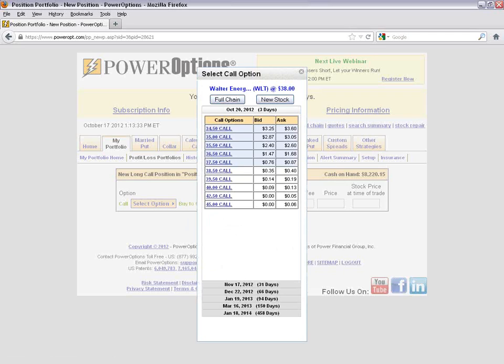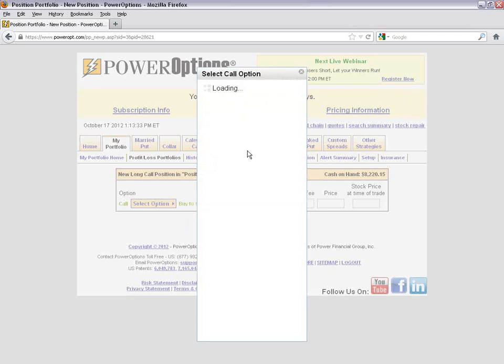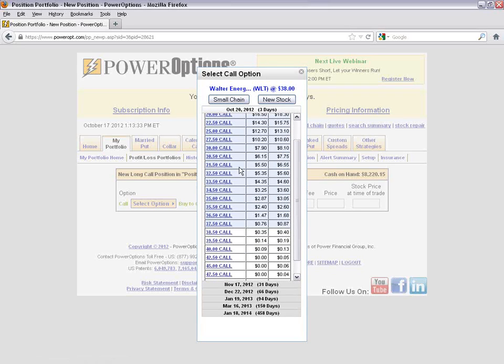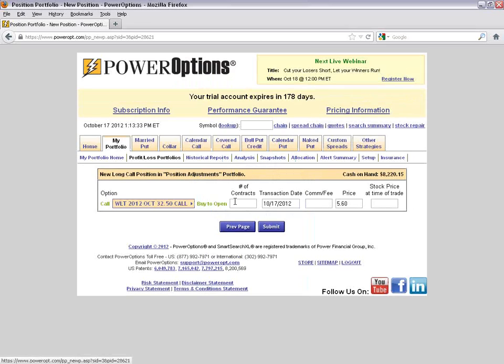32.5 is not shown for October. No problem, I'll go full chain. There we go, there's our 32.5 call. Let's add that. Number of contracts, let's keep the math simple: one contract. Transaction date would have been 9/28. Zero commission, this is a paper trade. And what did we say? Let's take $1.75, that would have been the ask price. Stock price at time of trade, we knew that too because we got into the collar. That was $32.40. Let's go ahead and click on Submit.